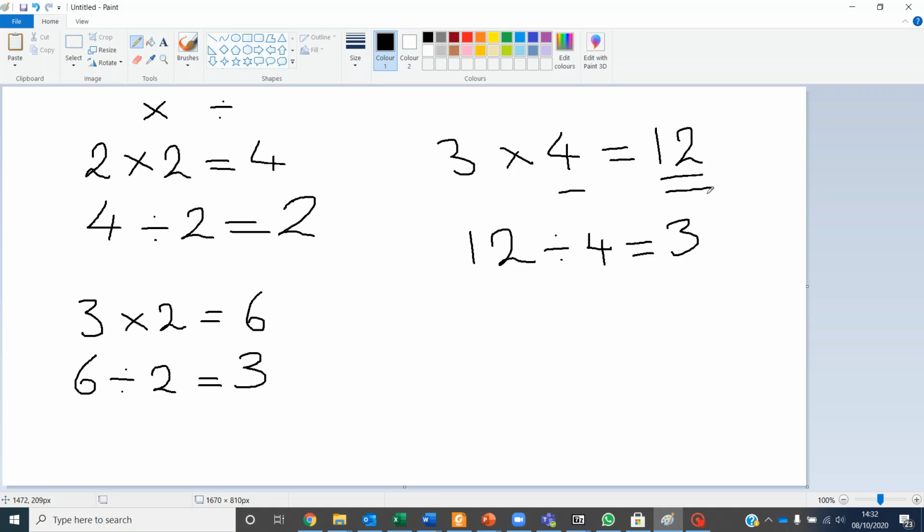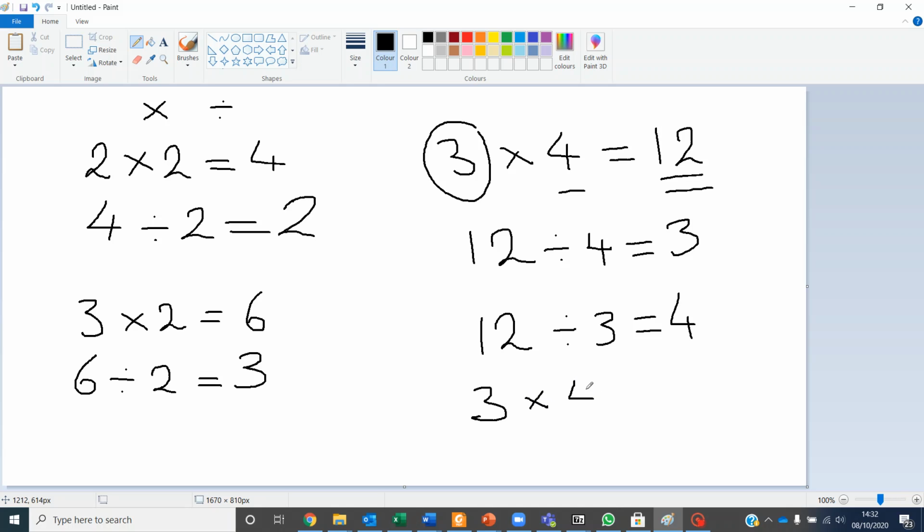Or you can take your 12 divided by and go to the 3 and say it's equal to 4. When you're writing your times tables, you can write 3 times 4 equals 12 or 4 times 3 equals 12. Either one will do, so you can write that backwards as you like to flip it around to your division.